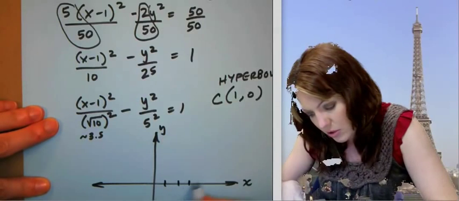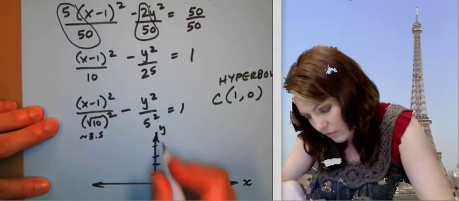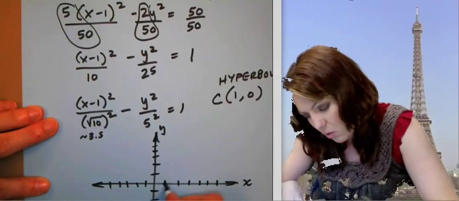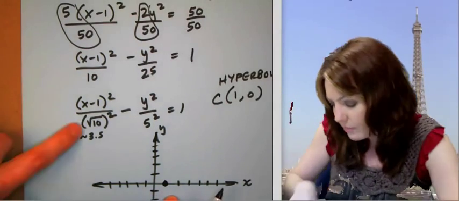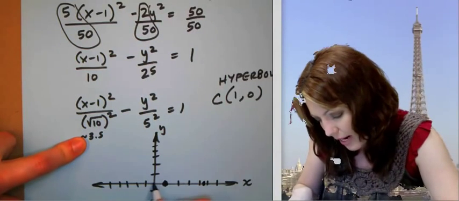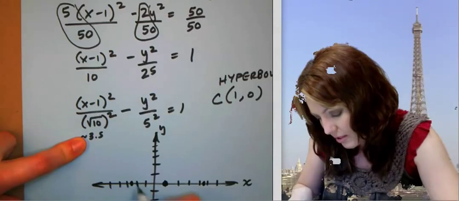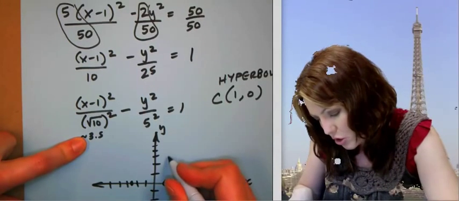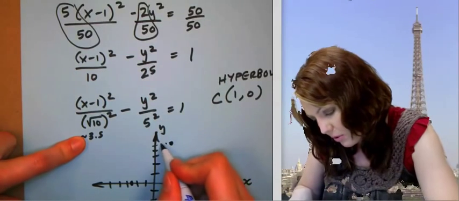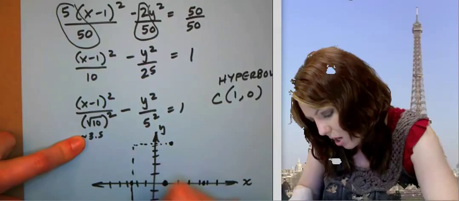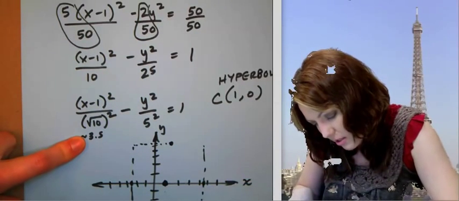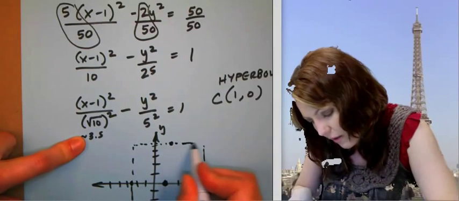Our axes, 1, 2, 3, 4, 5, 3, 4, 5, whoops, 2, 3, 4, 5. Okay, so the center is at (1, 0), so go to the right one, put a dot. We're going about 3.5 to the right and 3.5 to the left. We're going up 1, 2, 3, 4, 5, and we're going down 4, 5. And we put a dotted box through all of these points that we just added to our graph.